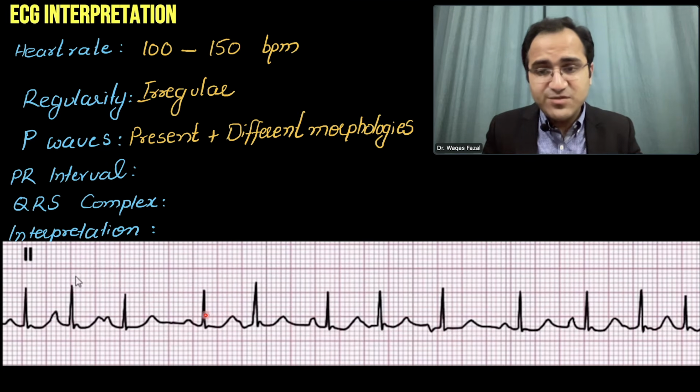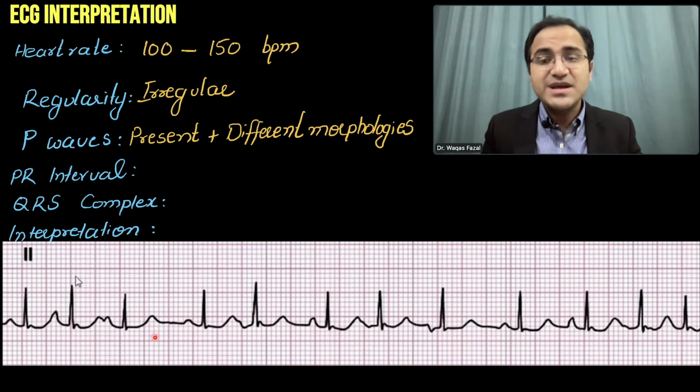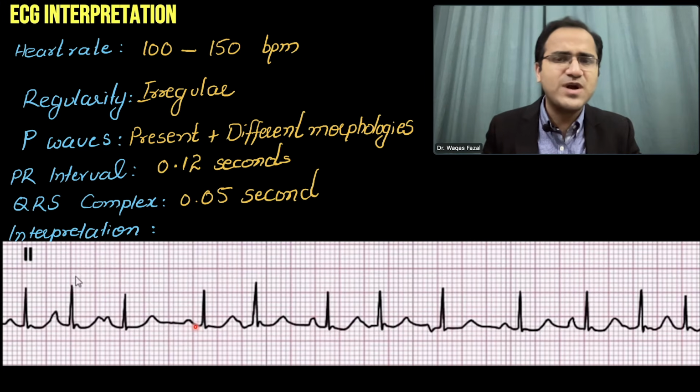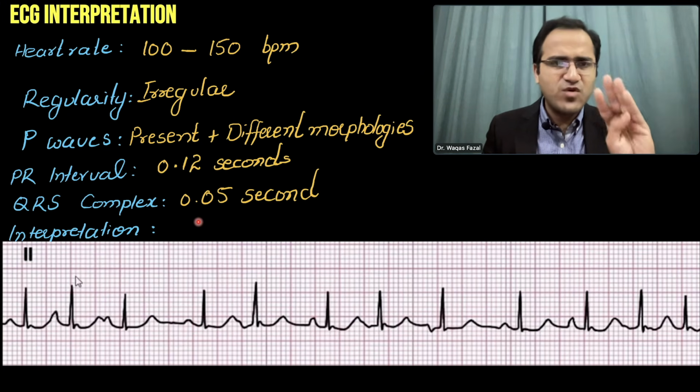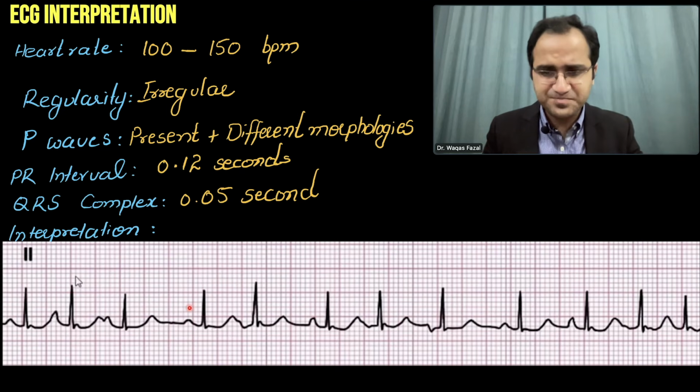If you look at the P waves, they are present and they have different morphologies, and they are followed by the QRS complexes. So P waves are present, they have different morphologies, they are not normal. If you look at the PR interval, it is in the normal range. They are less than one large box wide. If you count the small boxes, we have 1, 2, 3, 4. So they are almost 0.12 seconds, 4 multiplied by 0.04 seconds. A small box is equal to 0.04 seconds.